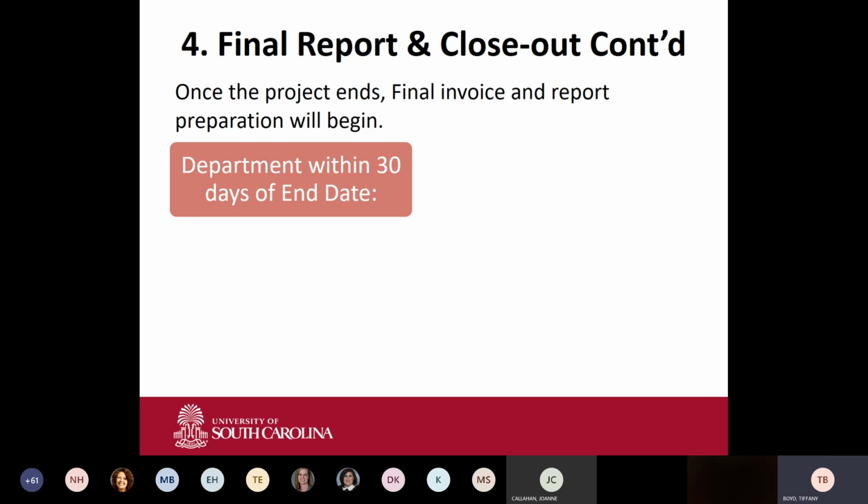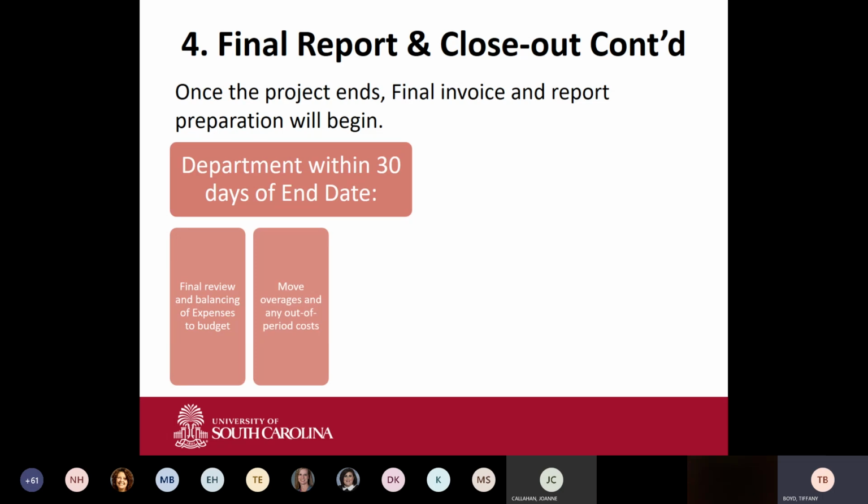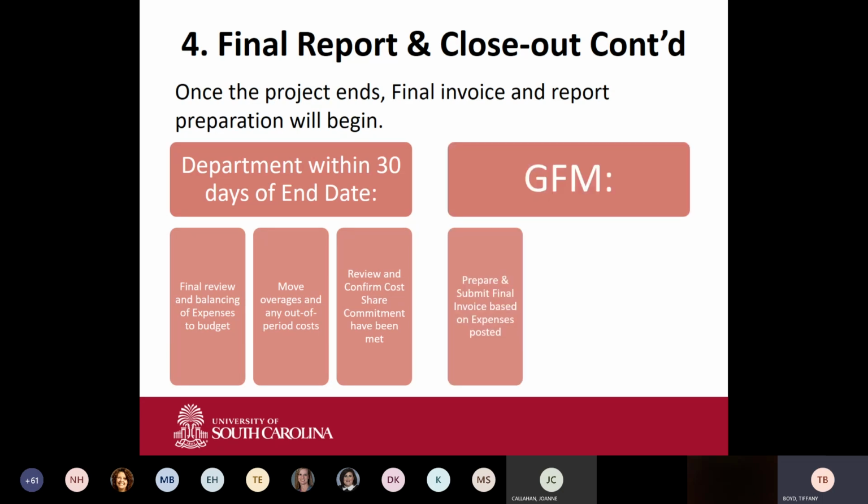So in this example, we'll say your project ends 6:30. Within 30 days after that end date, the department has to complete that final review and balancing of expenses, move any overages and out of period cost, and then confirm, if there is cost share, that that commitment has been met. We're foot stomping that this has to be done within 30 days of the end date because GFM needs the remainder of the time. And this 30-day window could be shortened dependent on whatever the sponsor requirements are for submission.